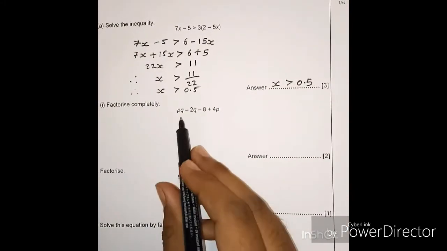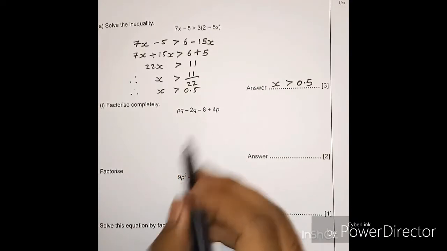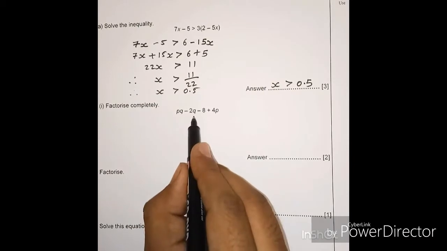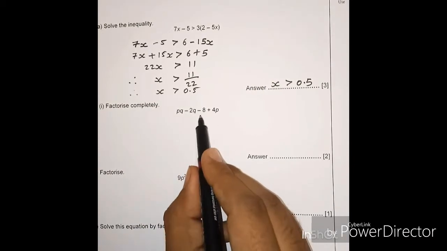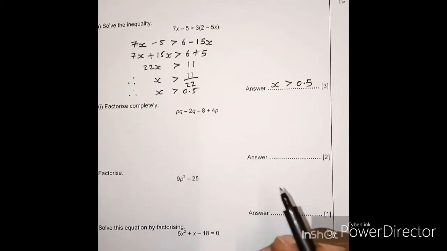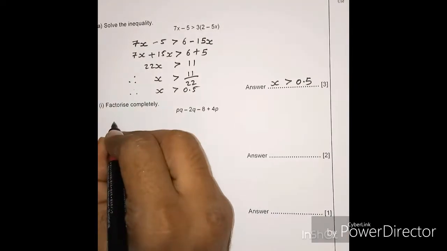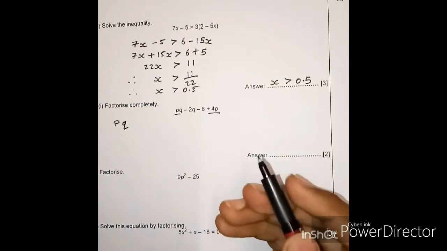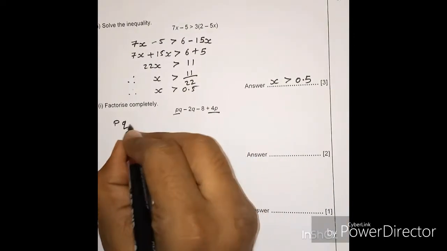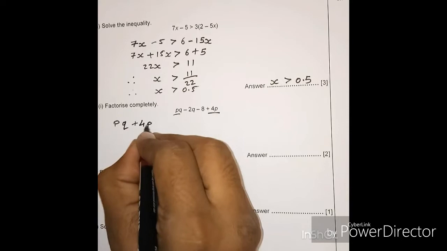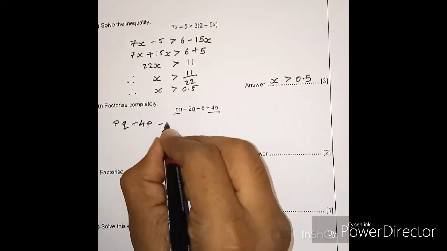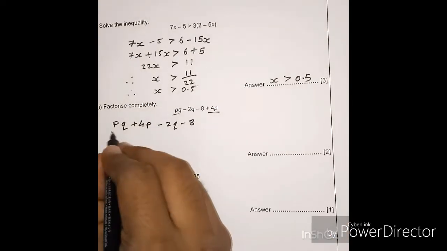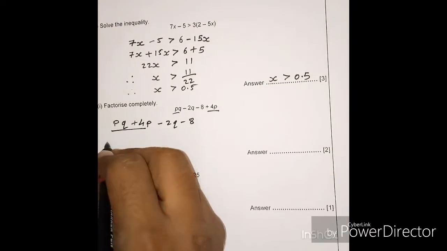Factorize completely pq minus 2q minus 8 plus 4p. In this sum, you can take q common from these two terms and then 4 common from these two terms, or else there is another way to do it. You can take these two terms together, pq plus 4p, and take minus 2q and minus 8 together. Now in this term you will be taking p common.